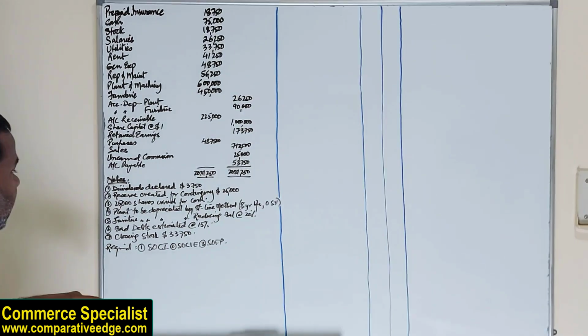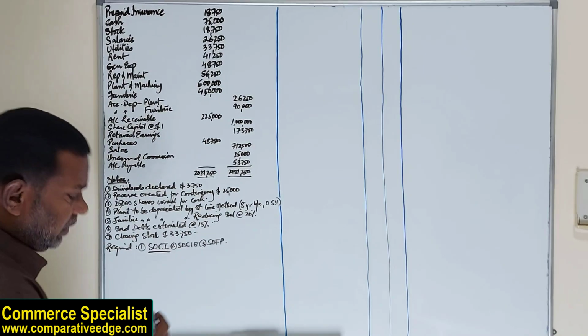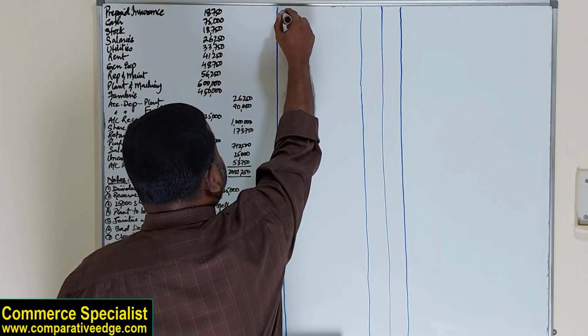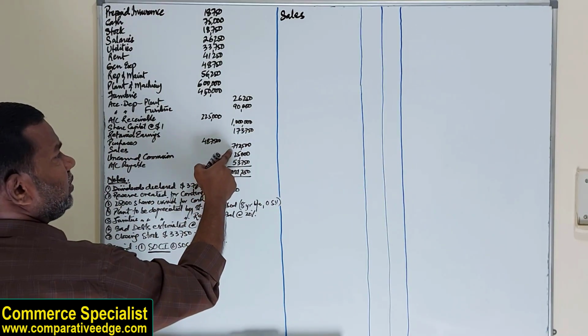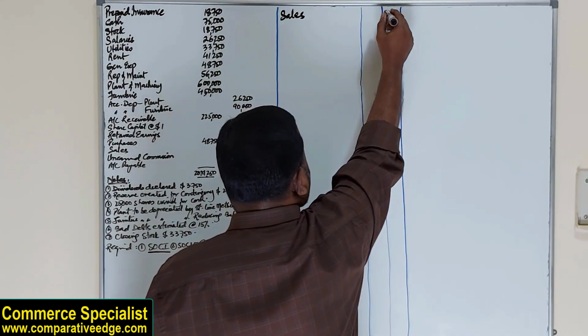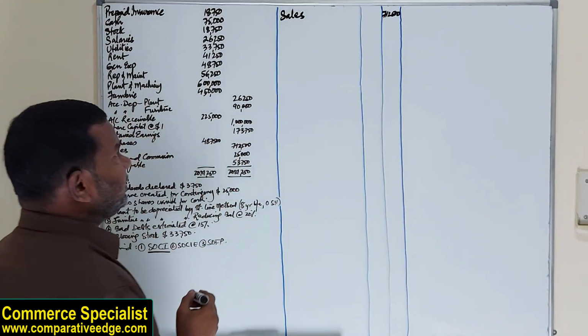So let's begin. As per requirement, we are asked to prepare statement of comprehensive income first. We start off with sales. Sales is given to us as 712,500. So I'm writing it here, 712,500. This is my sales.